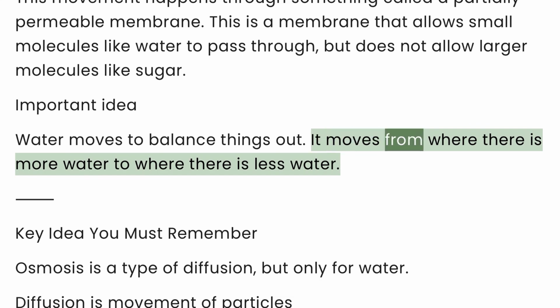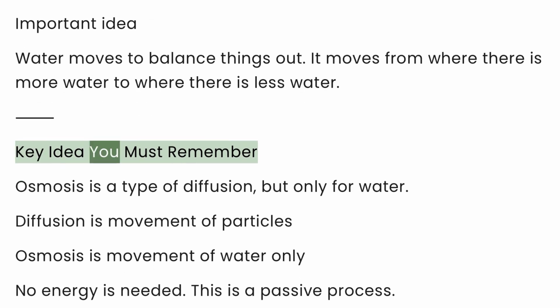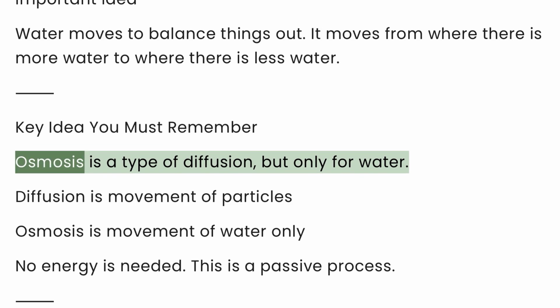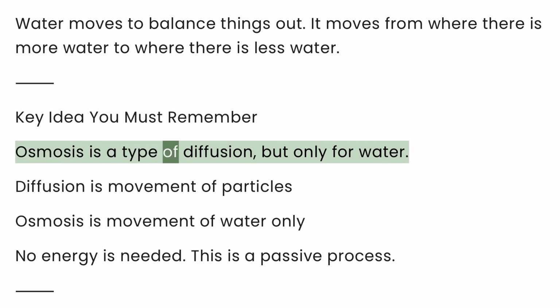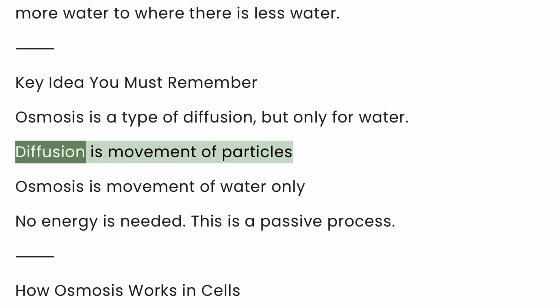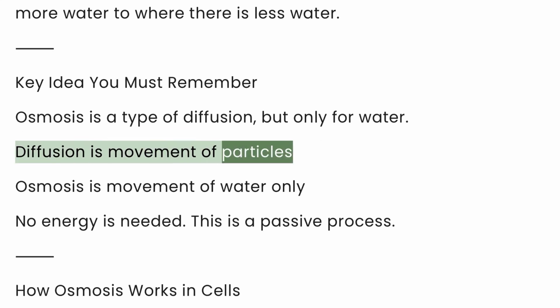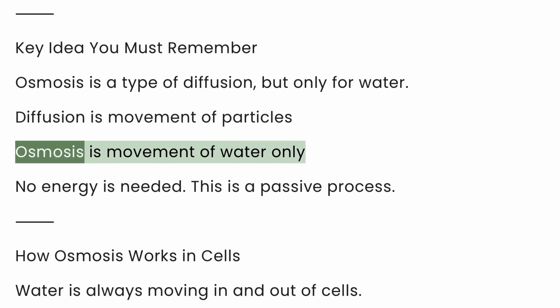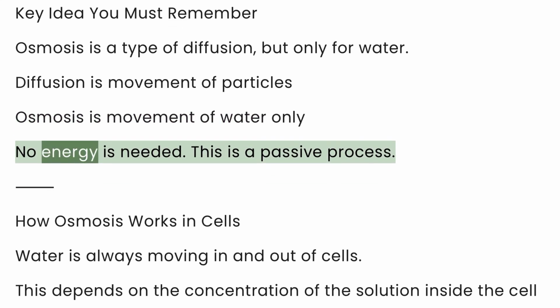It moves from where there is more water to where there is less water. Key idea you must remember. Osmosis is a type of diffusion, but only for water. Diffusion is movement of particles. Osmosis is movement of water only. No energy is needed. This is a passive process.